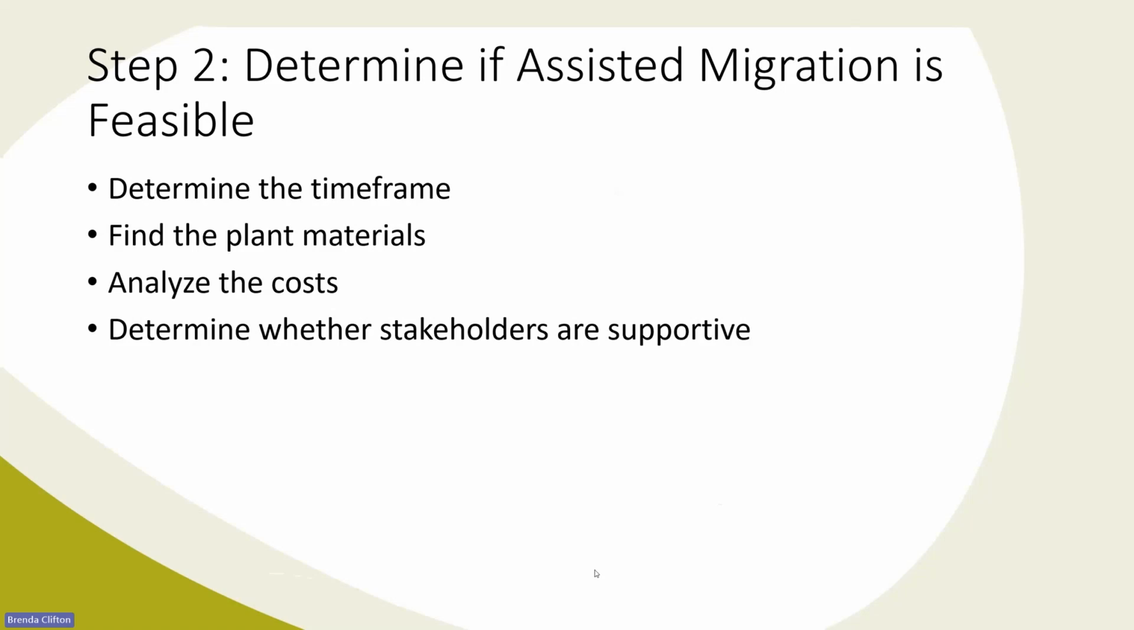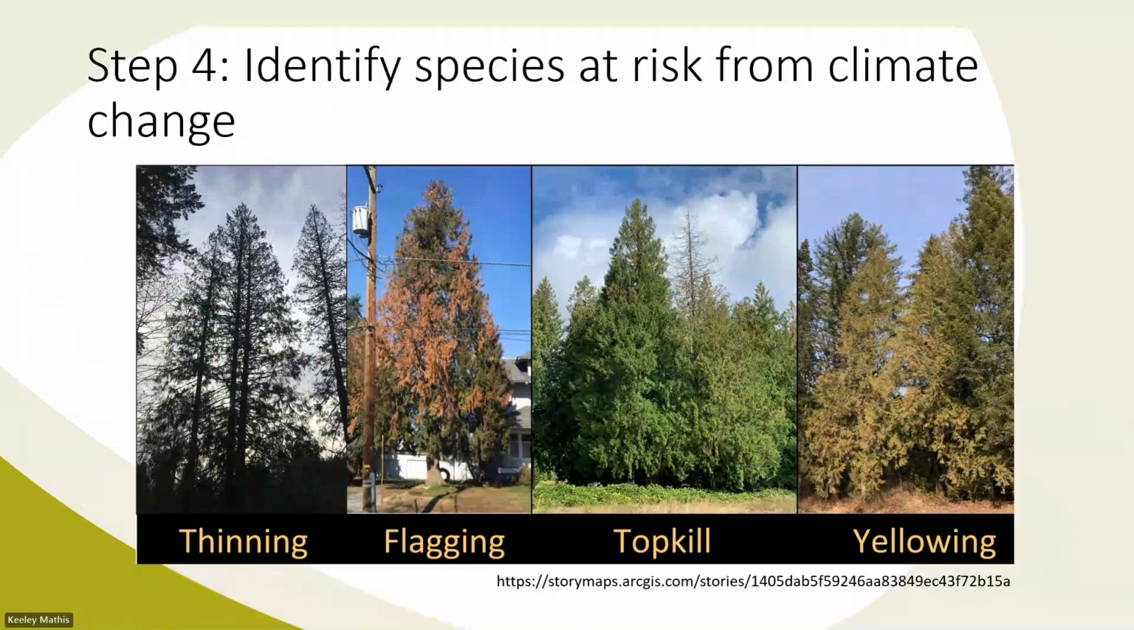And then finally, determine whether the stakeholders are supportive. For example, a project that has assisted migration in it in a city park in Seattle is probably going to have more support than in a national park, for example. Check to see in step 1 if there has been any opposition to assisted migration in your area in the past. So step 4 is identifying which species in your planting are at risk from climate change.